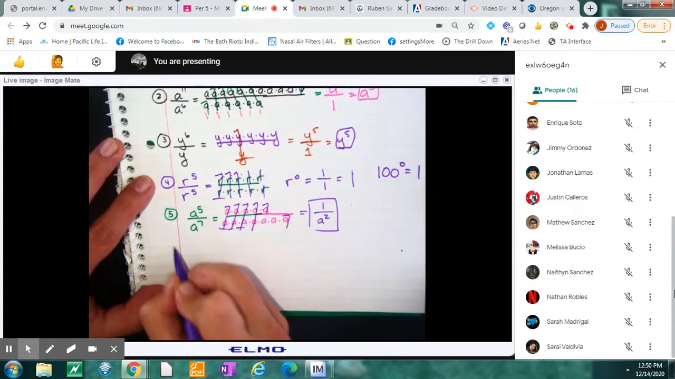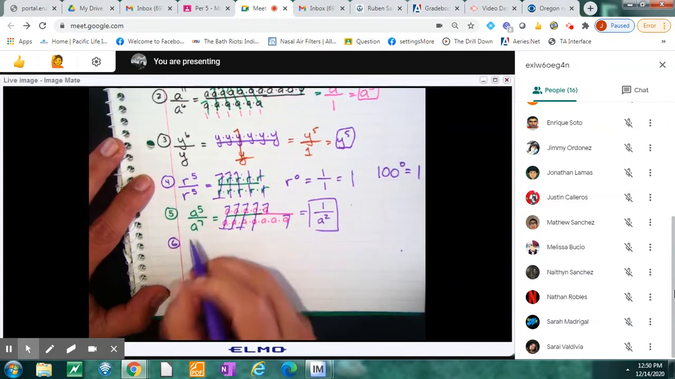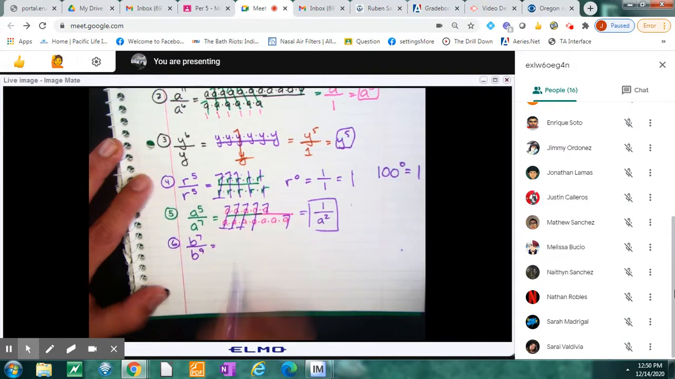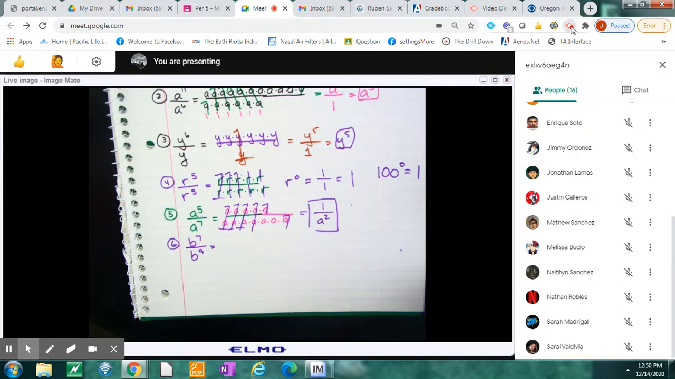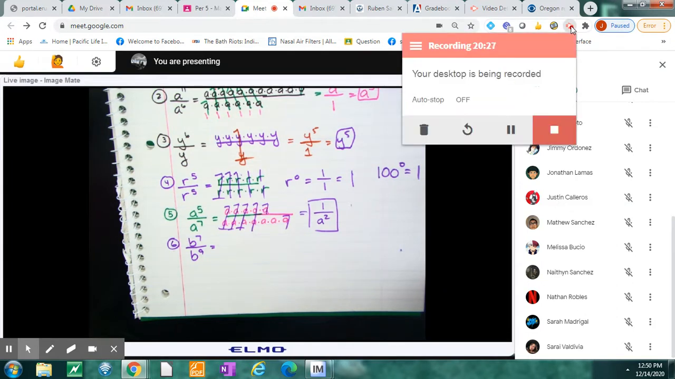Let's try another one, number 6. B to the 7th over B to the 9th. Okay, I'll give you about 30 seconds to set it up. Let me pause the video. All right, here we go.